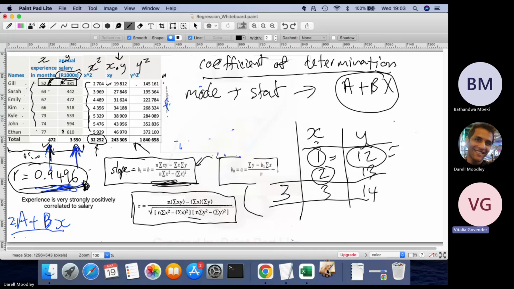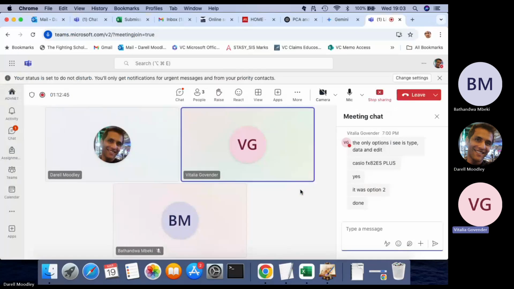Sorry, sir, can you hear me? I can hear you now perfectly. So after row 3, I have an extra row labeled row 4, and there's no values on X or Y, but when I click delete, the row doesn't go away.